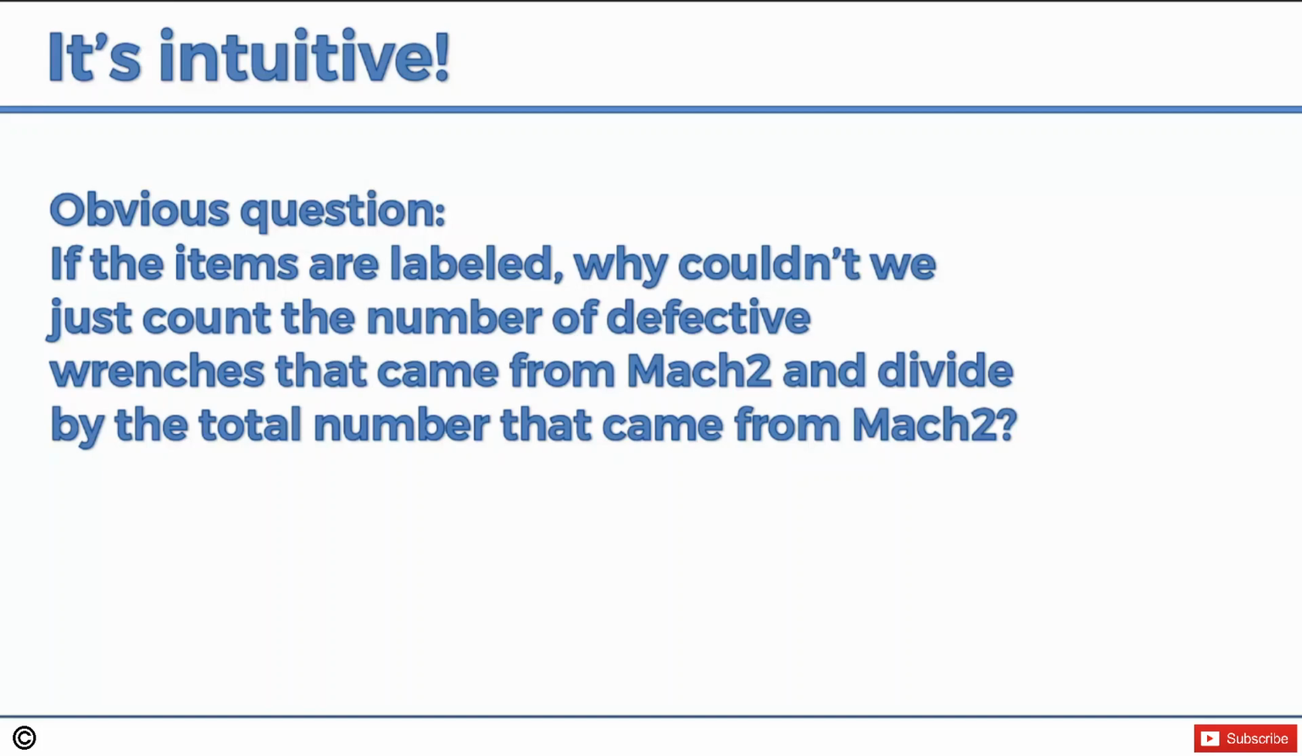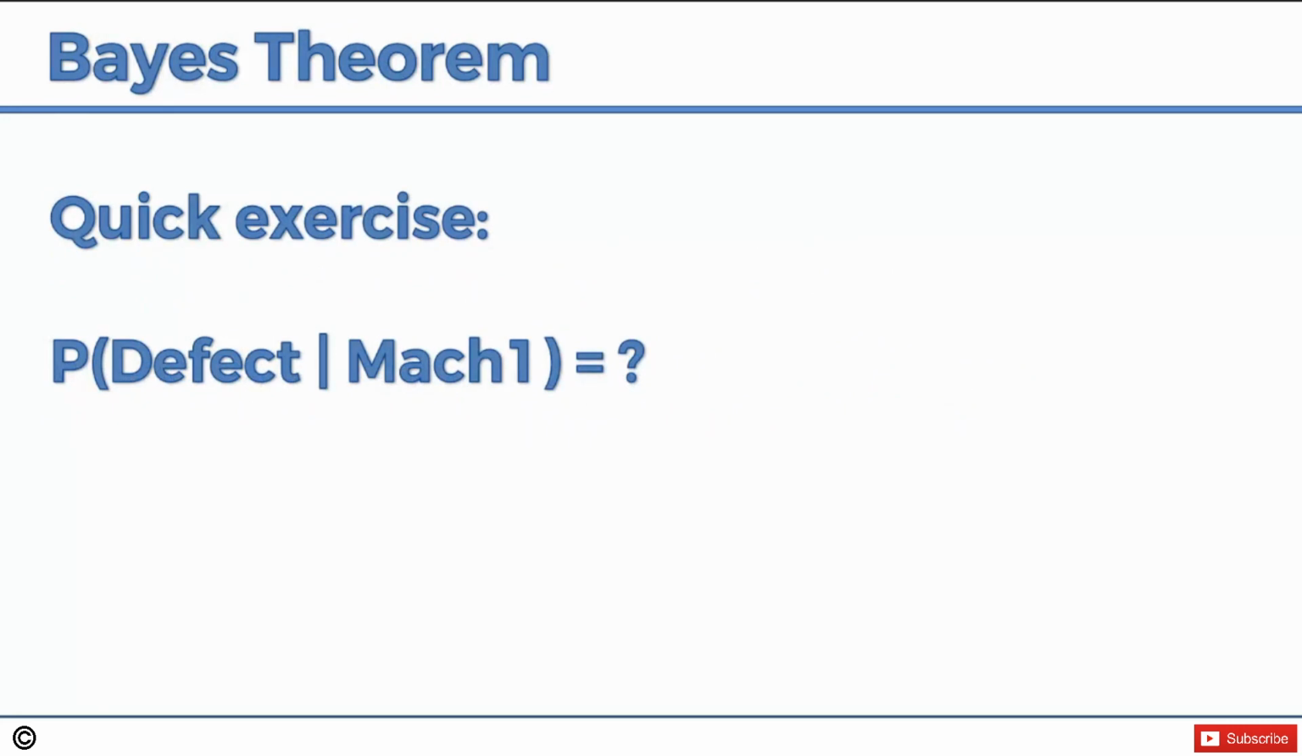And to finish off today's tutorial, I've got a quick exercise for you. Perform the same calculation or similar calculations for this value that we want to calculate. What is the probability of a part being defective, given that it came from machine 1? So there you go. It's a handy quick exercise just to solidify this knowledge.